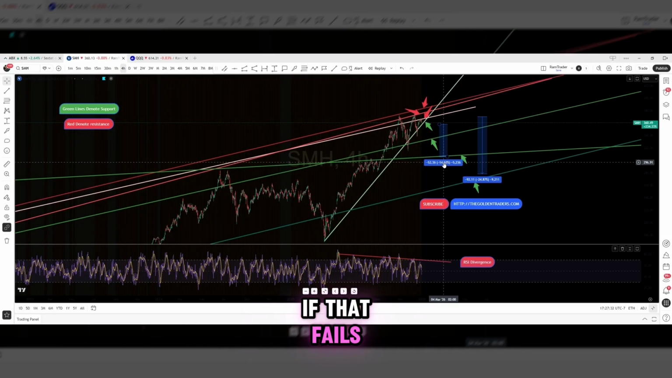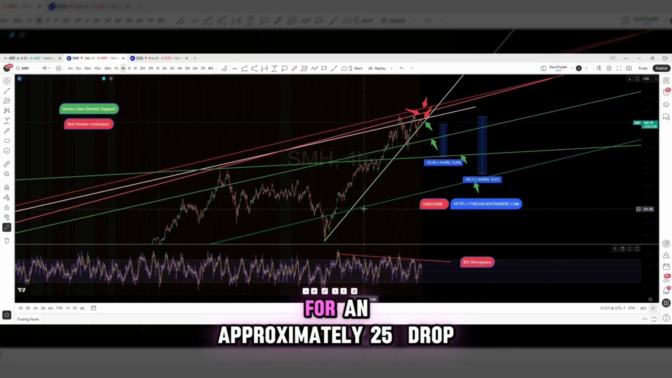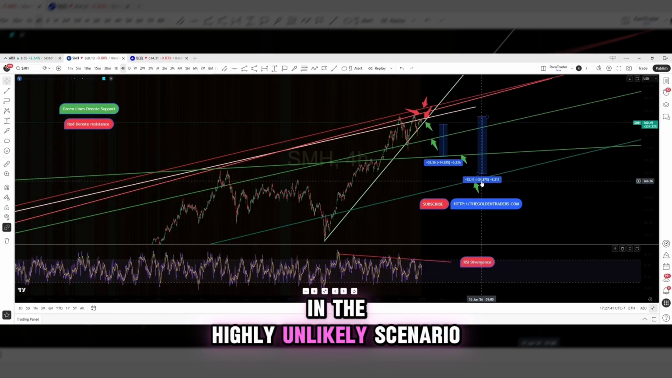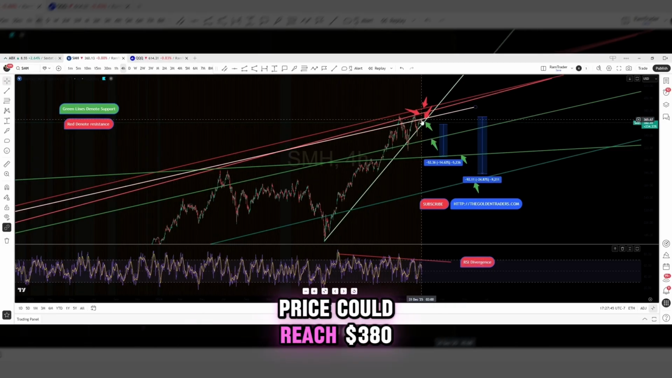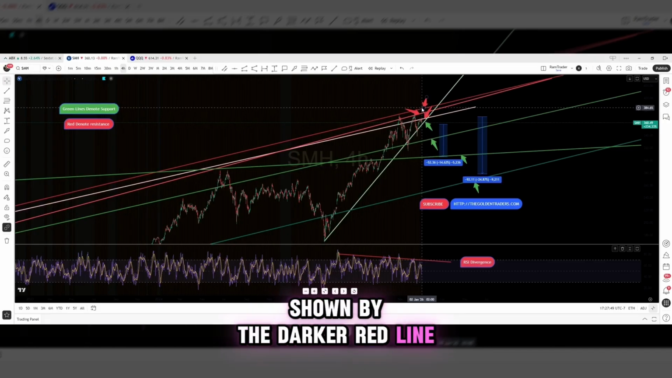If that fails, it could correct to the darker green support line at $272 for an approximately 25% drop. In the highly unlikely scenario of the wedge pattern breaking to the upside, price could reach $380 to hit a resistance line shown by the darker red line.